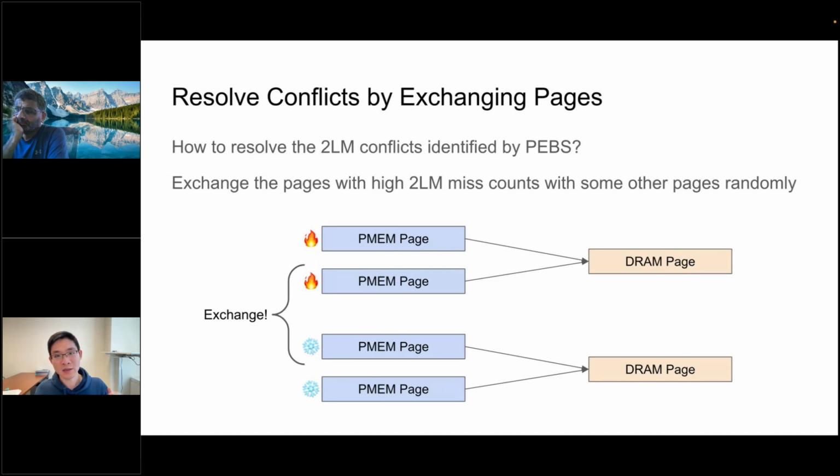these two PMM pages will cause a lot of 2LM misses because they are conflicting with each other. And at the same time, we might have another pair.